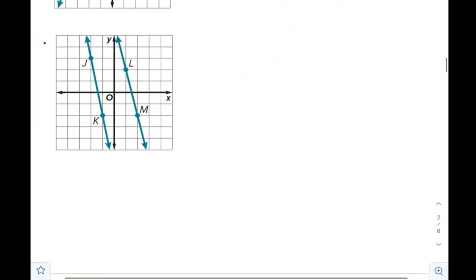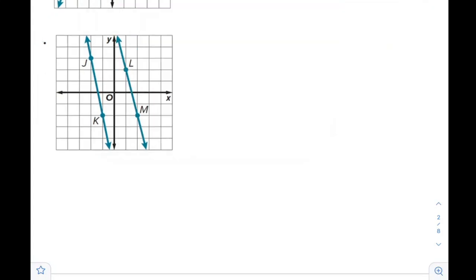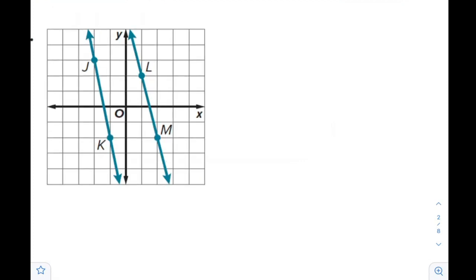Here it's very clear that it's parallel, but we have to prove it. Sometimes you cannot judge. Going from L to M, the slope of LM is rise over run: 1, 2, 3, 4 over a run of 1, so it is 4, but it is negative, so the slope is -4.